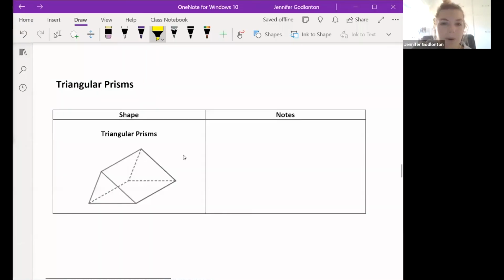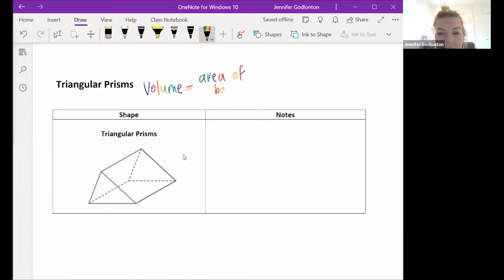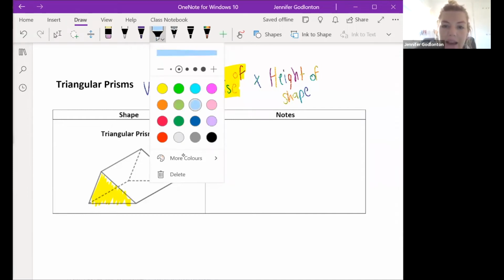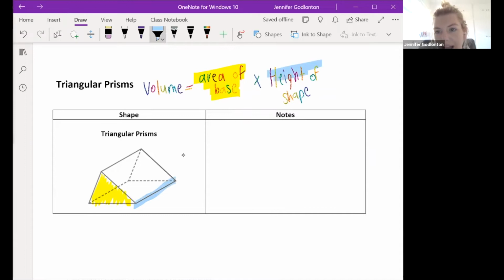Idea as whenever we talk about a volume of any 3D shape, our volume is equal to the area of the base times the height of the shape. Okay, what I mean by that is this over here, that's my triangular base. So I would need to work out the area of that base, and then I'm going to multiply it by the height of my shape.